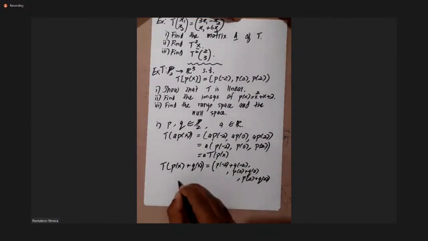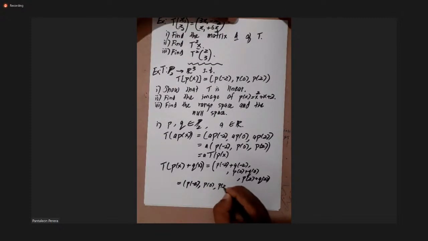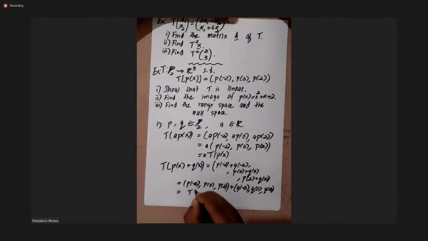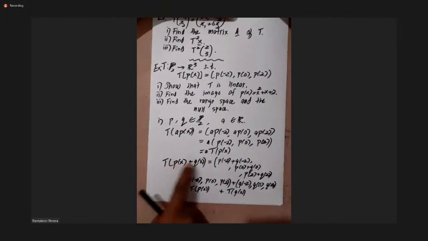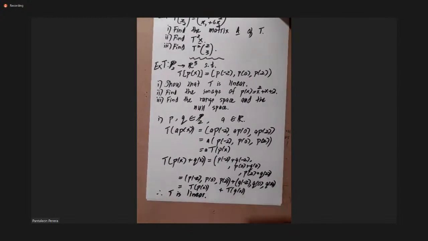Now you can write this as the sum of two vectors: p(-2), p(0), p(2), plus the other one, q(-2), q(0), q(2). So what is this? This is T p(x). This is T q(x). Look. Addition first, then you apply the transformation, or you apply the transformations and then add. Therefore, T is linear. Both are the same, right? That's the first part. Okay, you take that down.